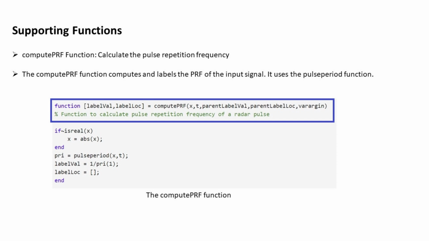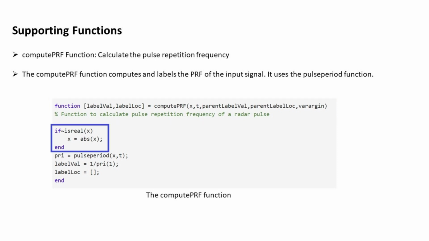The function returns two outputs. labelVal is the calculated pulse repetition frequency, PRF. labelLoc is an empty array, which could be used to store the location of the label, though it's not utilized here. if ~isreal(x). This line checks if the signal x is complex. The tilde operator is used for logical negation, so ~isreal(x) returns true if x is not a real number, therefore, if it has imaginary components.